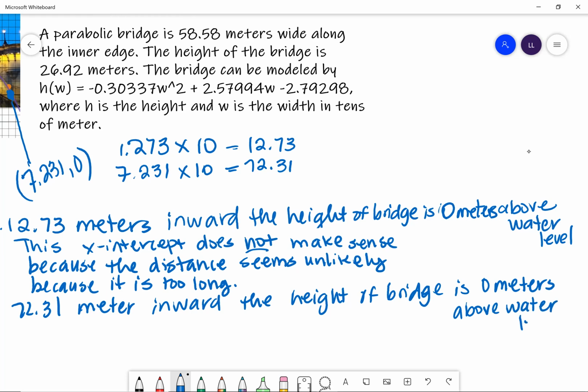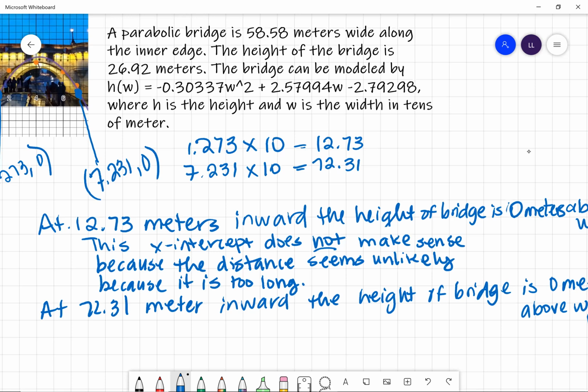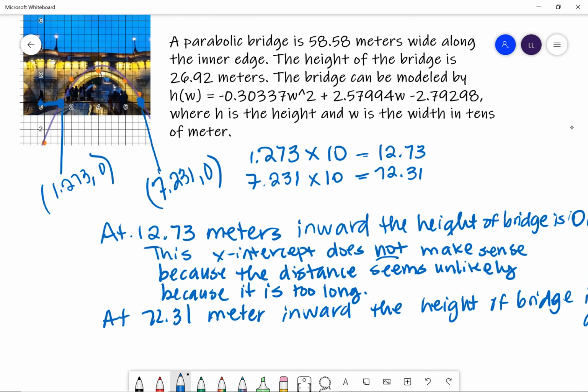Okay? And we have now explained all the key features of our word problem. So we can go ahead and take a picture of our work and submit it.